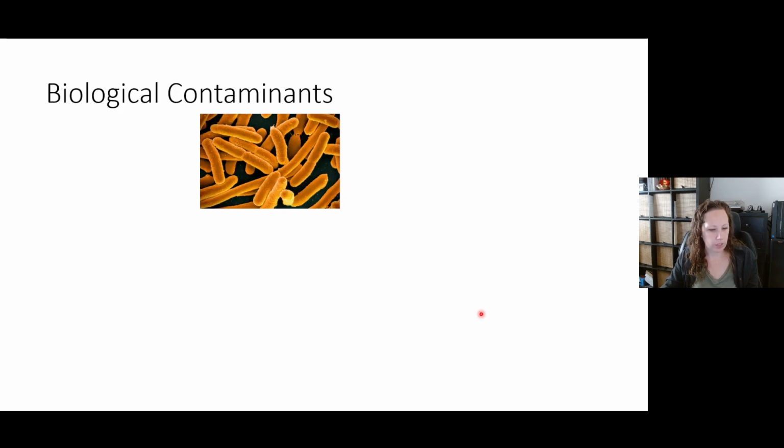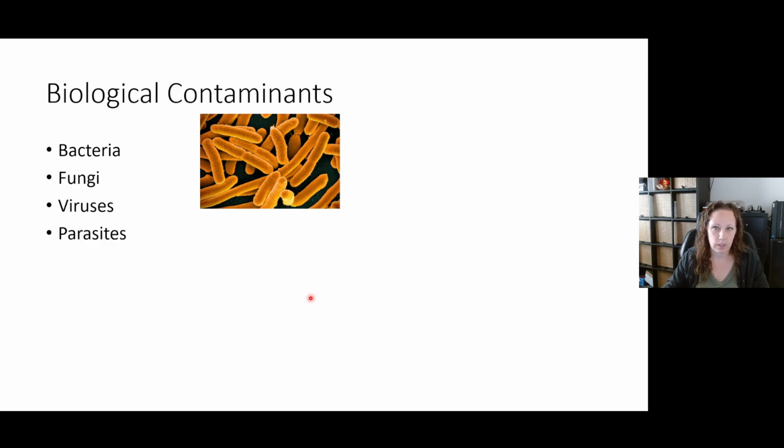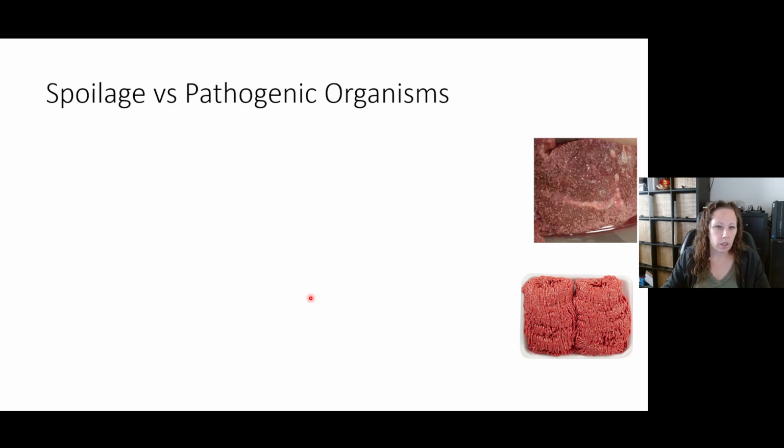Okay, so now we're going to get into biological contaminants. So now we're getting into the microbiology. And so biological contaminants are going to include bacteria, fungi, viruses, and parasites. So first, let's talk about spoilage versus pathogenic organisms, because this is an important distinction. Mostly in this chapter, we're talking about pathogens, but spoilage is a contaminant too.